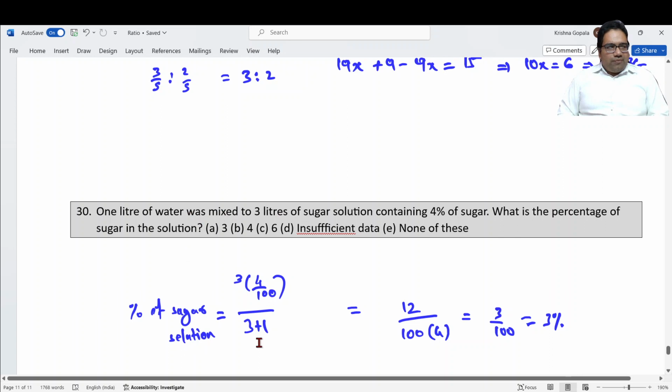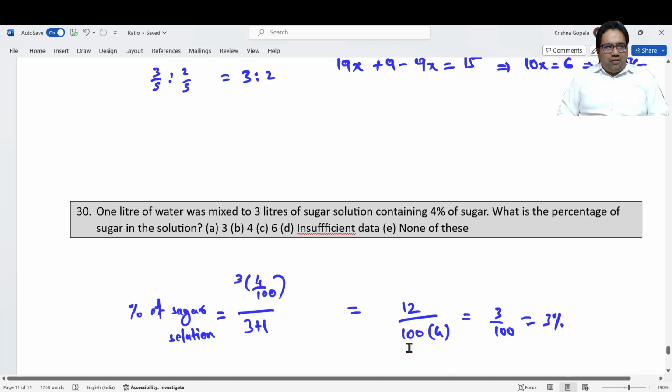What is the total amount of solution now? The original 3 plus 1 liter of water, total 4. Right? The sugar did not change. So sugar remained 3 into 4 by 100, but the denominator has changed. The solution has increased because it is diluted with water, by 4. 3 into 4 by 100 by 3 plus 1, which is 4.